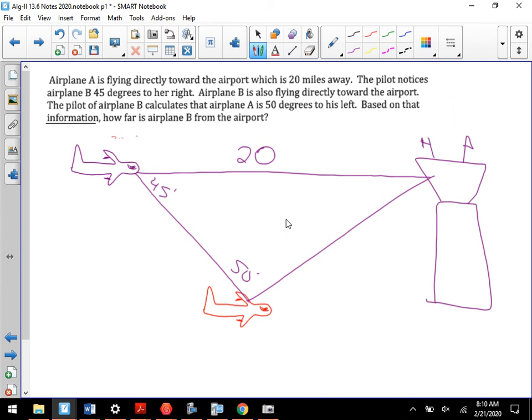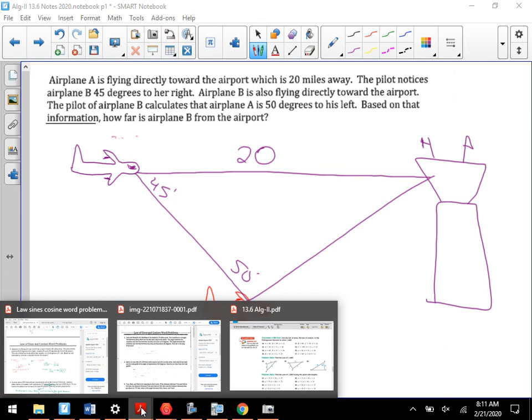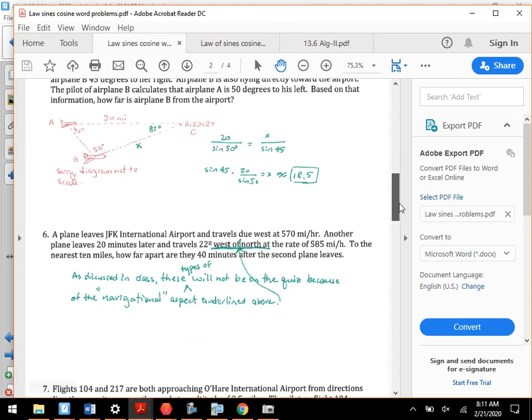How far is airplane B from the airport? So think of airplanes to their right, to their left. Okay. The other one on that sheet was also kind of messed up, was the one with the degrees.